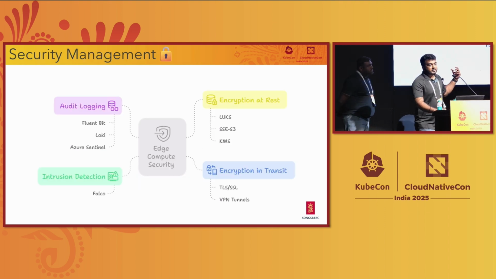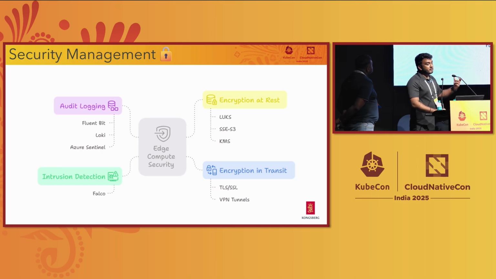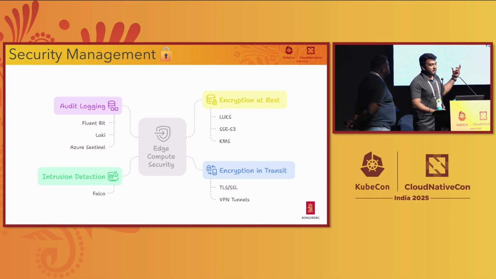For intrusion detection, as I already mentioned, we have Falco. For audit logging, we are selectively getting the audit logs from FluentBit and streaming them to Loki, and in the cloud end, we are sending them to Azure Sentinel, so that becomes our security incident platform in the cloud. For encryption at rest, we use LUKS for encrypting data at rest, and in the cloud we use SSE-S3 or KMS encryption models. For encryption in transit, we use TLS/SSL protocols, and in VPN tunnels, we have our network, which takes care of tunneling the traffic.